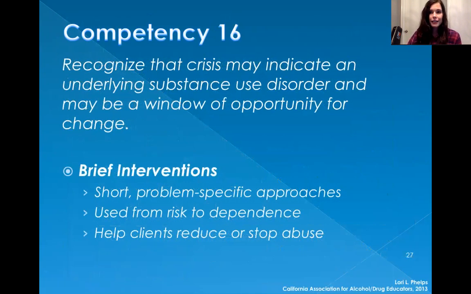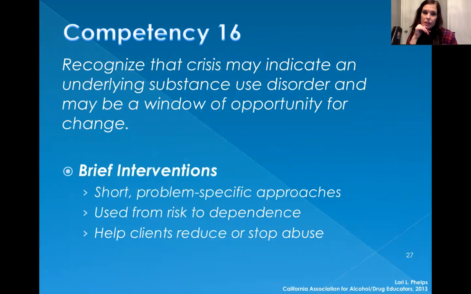Recognize that crisis may indicate an underlying substance use disorder and may be a window of opportunity for change. So if someone's in a crisis mode, it might be a really good opportunity to help get them into treatment.